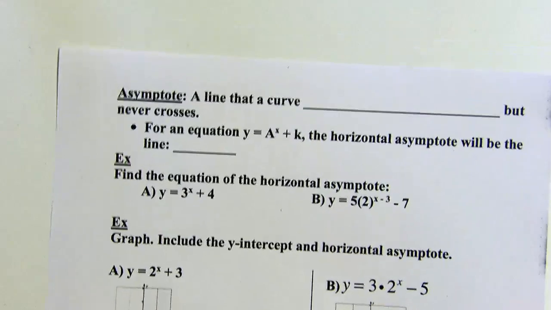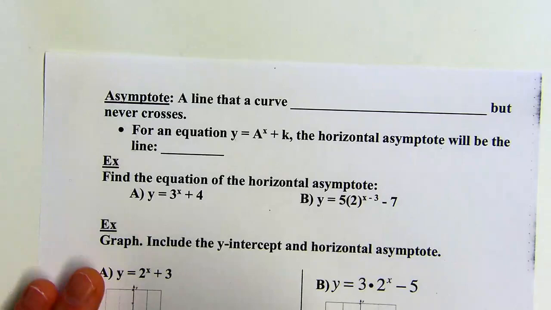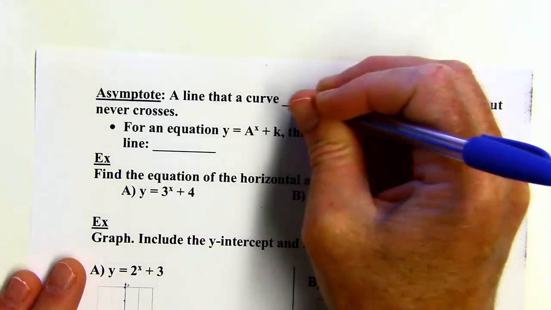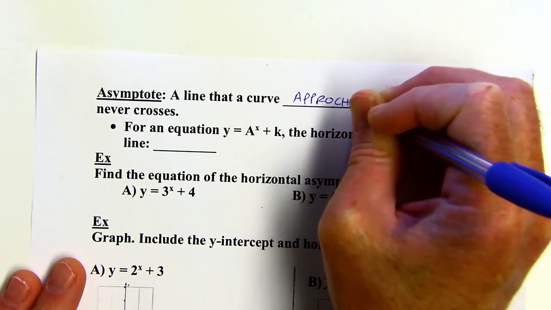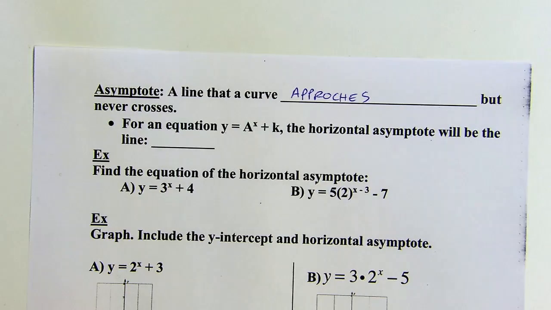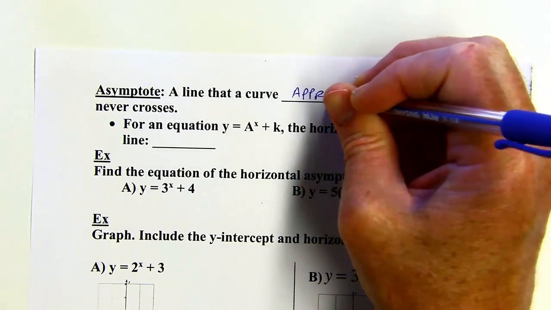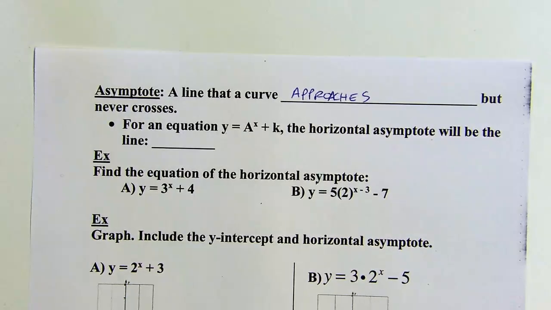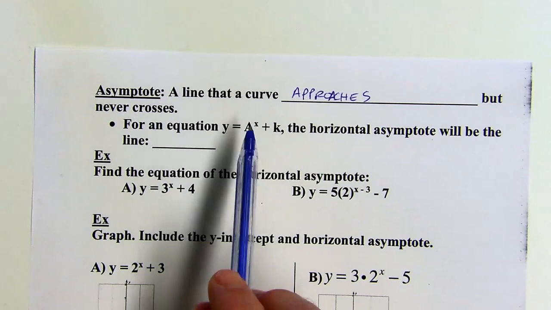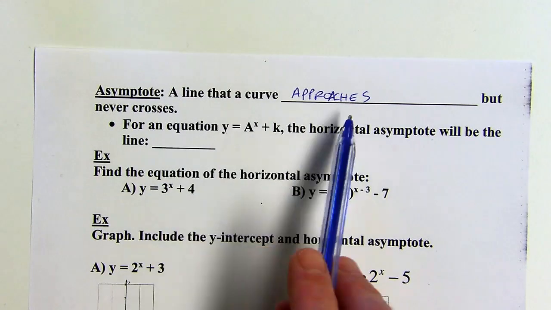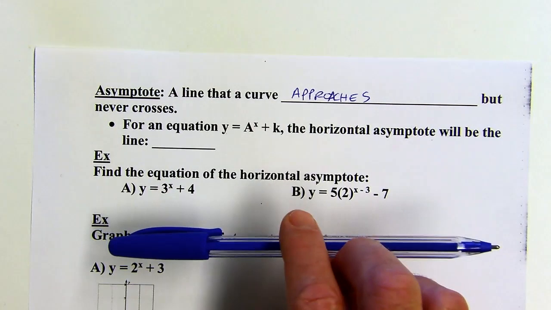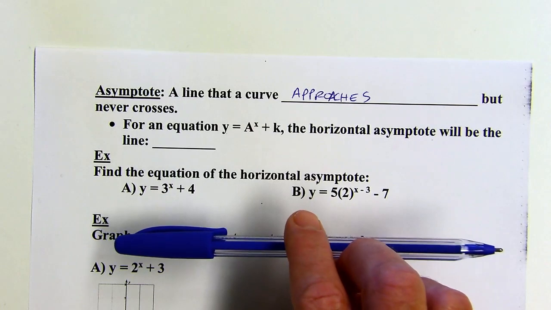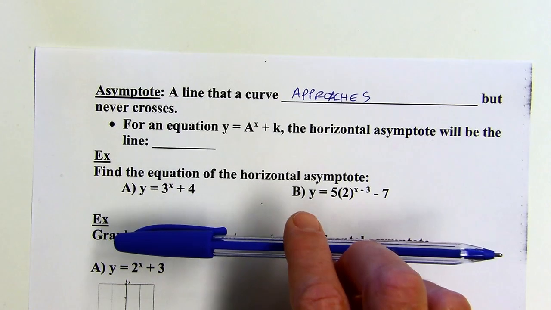All right, an asymptote. This is a line that a curve approaches but never crosses. Whoops, I spelled approaches wrong. I forgot the a in there. That's what happens when I'm writing and talking at the same time. A line that a curve approaches but never crosses. That was the x-axis on the previous problems.